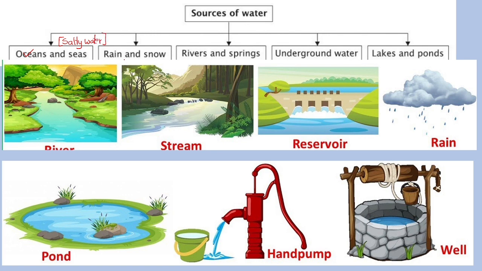Whereas rain and snow is a fresh water source, the water which is used for drinking purpose and other purpose. We have rivers and springs, we have underground water or groundwater, and lakes and ponds. Some of the pictures there: this is a picture of a river, stream, reservoirs are nothing but dams and bandaras, rainwater, ponds, hand pump and wells. These are sources of fresh water.